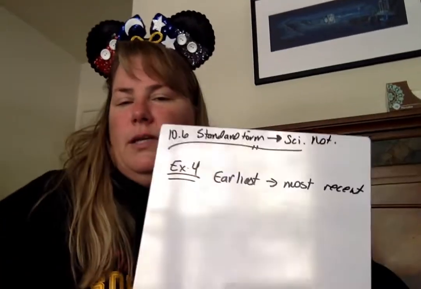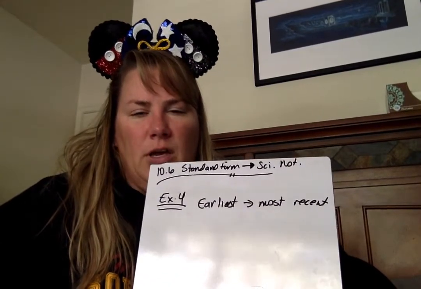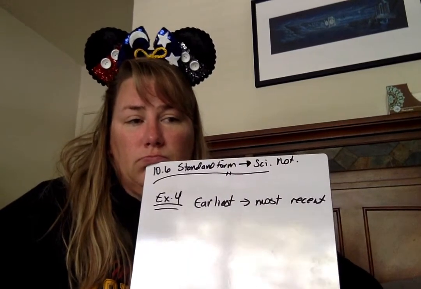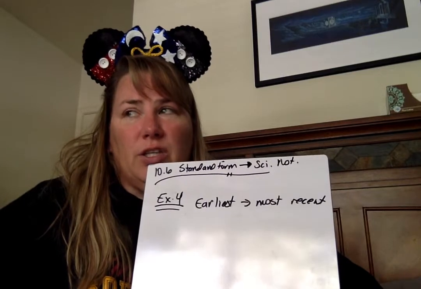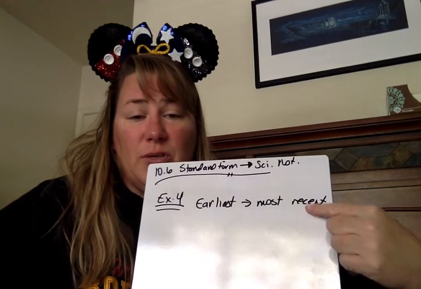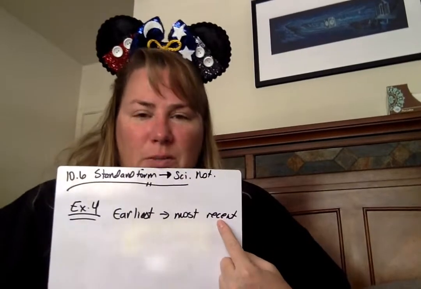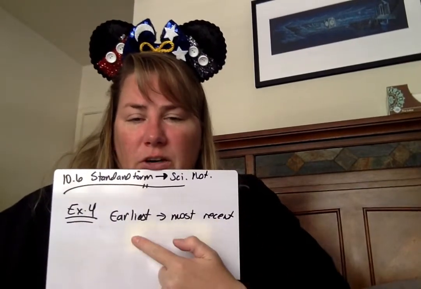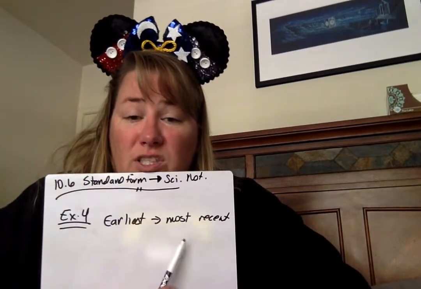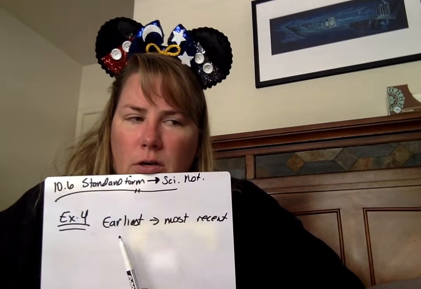Now we're talking about dead dinosaurs that are on the ground. So if it's the earliest, we actually are thinking about the oldest. The most recent, you want to think about as the youngest, and the earliest era as the oldest. So basically we're going to order this from oldest to youngest, also known as greatest to least.